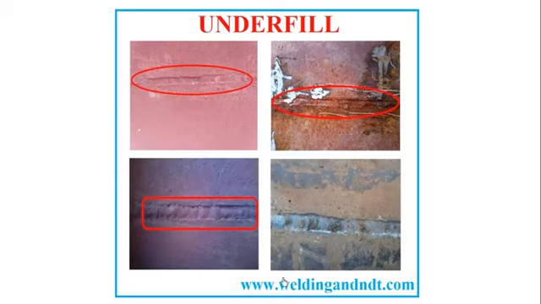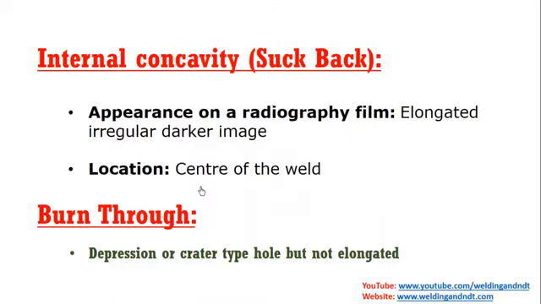See, again this photo I have taken from my website weldingandentity.com, and from this photo you can see this underfill. You can see the weld metal level is down from the parent metal. In this photo also the weld metal level is down. In this photo also you can easily see the weld metal level is down from the parent metal. So this is underfill.